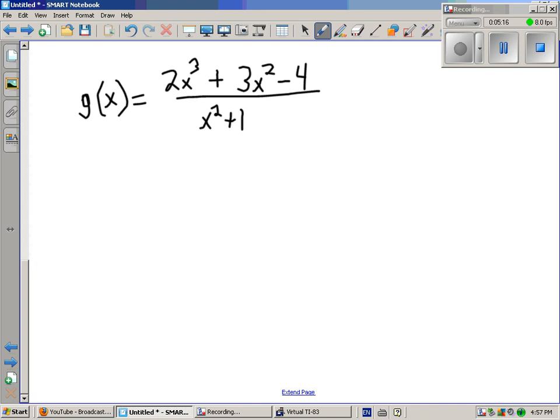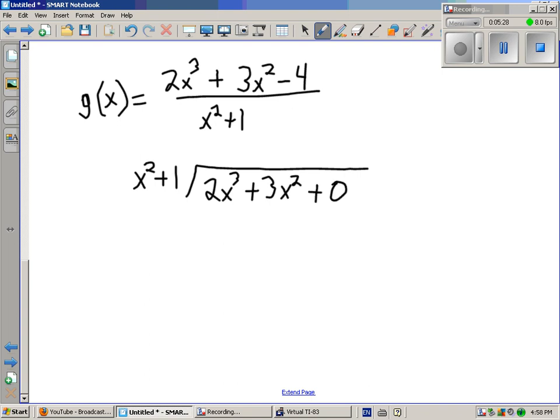We divide this in. We have x squared plus 1 divided into 2x cubed plus 3x squared. We need a placeholder for the x, so plus 0x and minus 4. We divide this in. We get 2x, multiply it out, we get 2x cubed, and then plus 2x all the way over here.